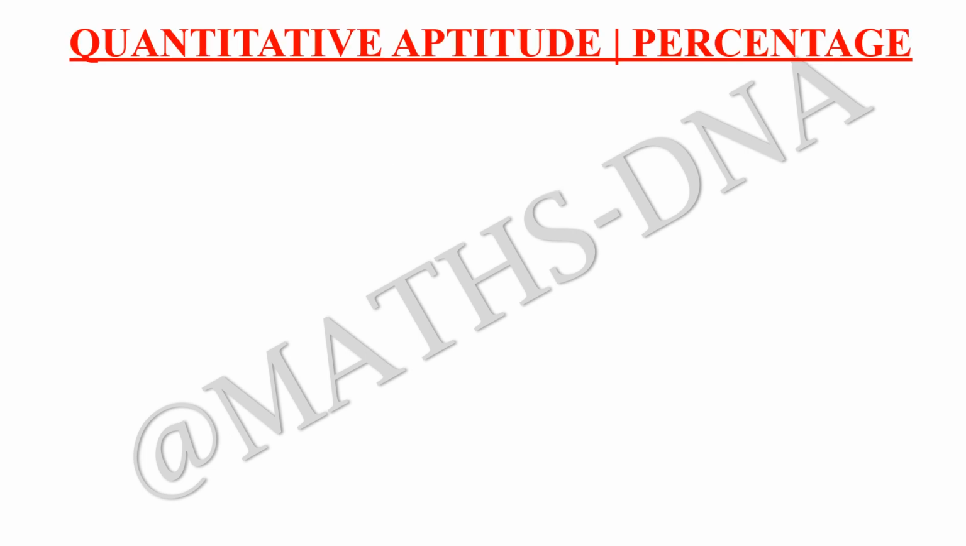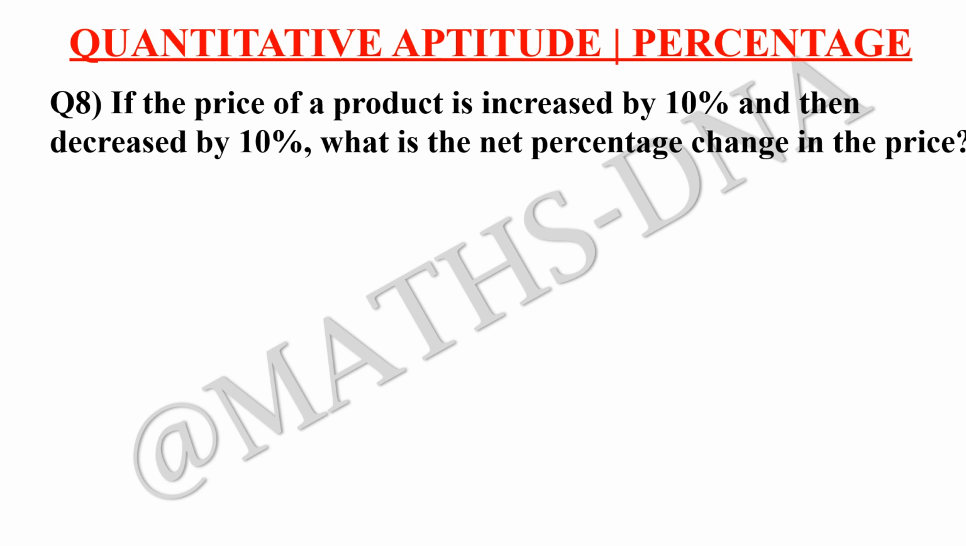Moving on to the next one. If the price of a product is increased by 10% and then decreased by 10%, what is the net percentage change in the price? Students again make a mistake over here. They see that it is increased by 10 and decreased by 10, so they consider it to be no change.